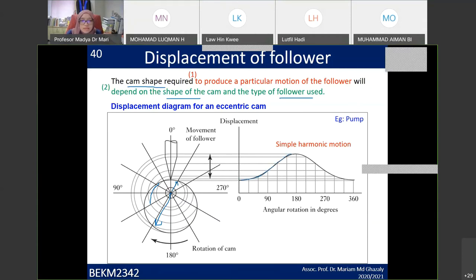As we see here, it gives a simple harmonic motion, which means that every time it rotates, it moves in this way. You can look at this graph and find out that, at 180 degrees, the radius is at the maximum point, and for the lowest point, the radius is at the smallest. Therefore, you get this type of waveform or motion.